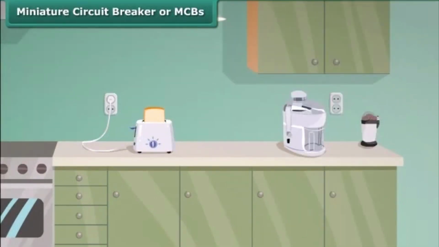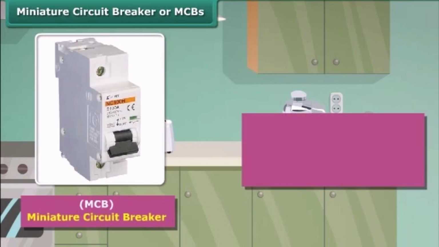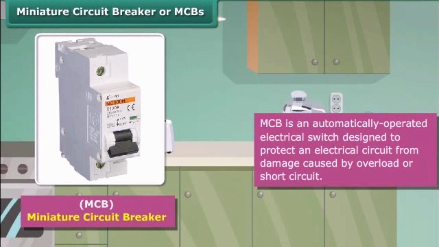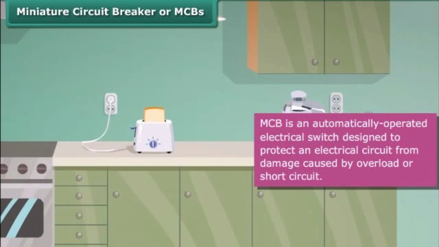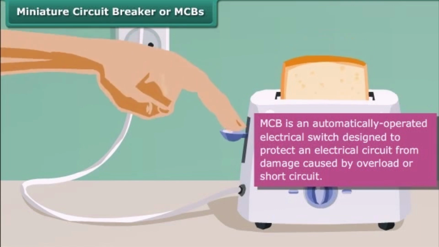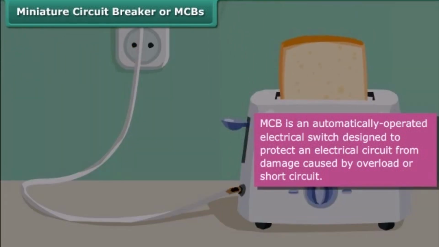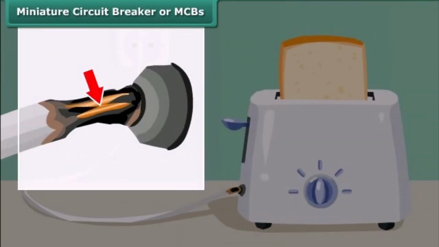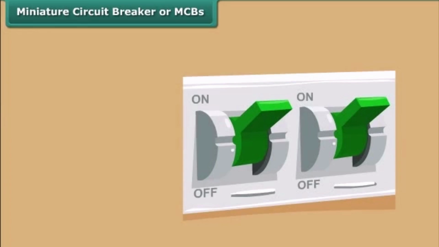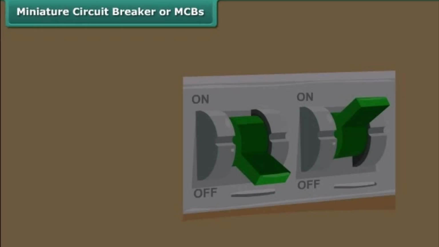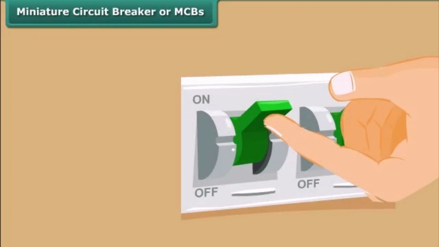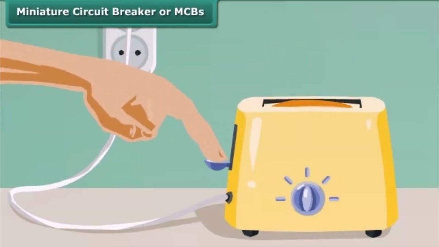Miniature circuit breaker or MCBs. Miniature circuit breaker or MCB is an automatically operated electrical switch designed to protect an electrical circuit from damage caused by overload or short circuit. Whenever there is a fault in a circuit, MCB interrupts continuity to discontinue electrical flow immediately. It can be reset to resume normal operation.